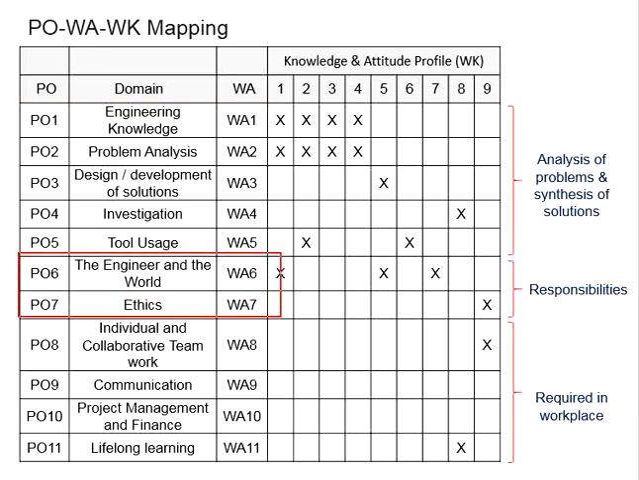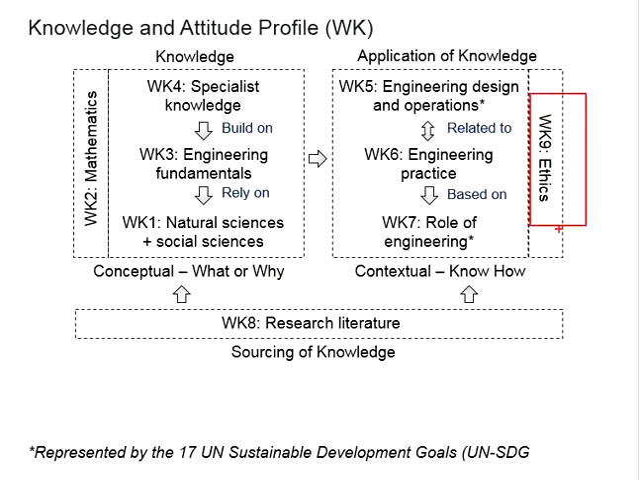PO6 and PO7 are related to the responsibility of engineers. It is about the engineers and the work and the ethics. The relevant knowledge profile shall include WK1, 5, and 7 for PO6 and WK9 for PO7. WK9 is related to ethics.